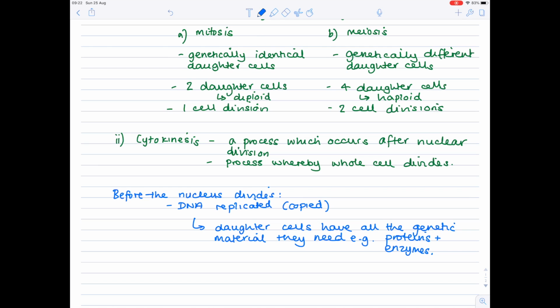And in the next video, we're going to look at how this DNA is replicated, and it's actually known as the semi-conservative method of replication, and we'll go into great detail there.